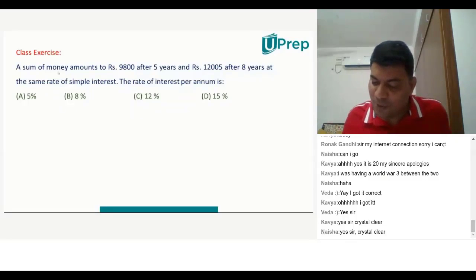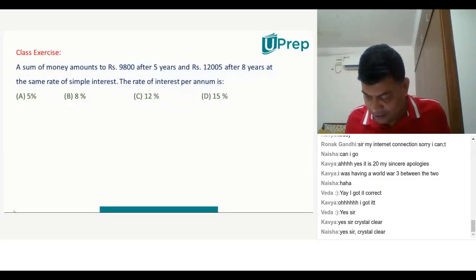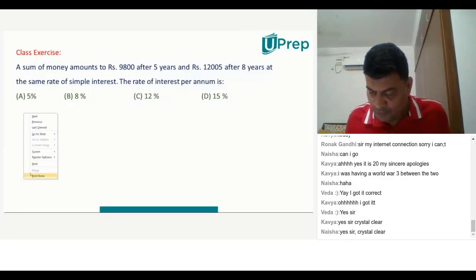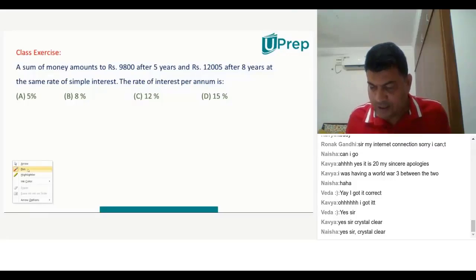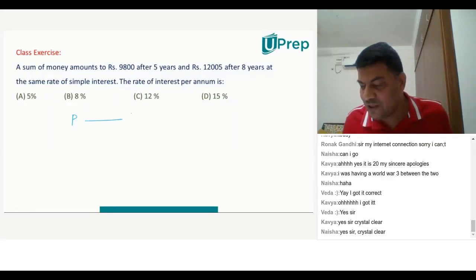Where to start? A sum of money amounts to 9,800. Right? Concentrate. Formula भी लगाने की जरूरत नहीं है. Common sense सोचो आ जाएगा. See, a sum of money. I don't know what is the initial principal, but that is becoming 9,800 in 5 years.